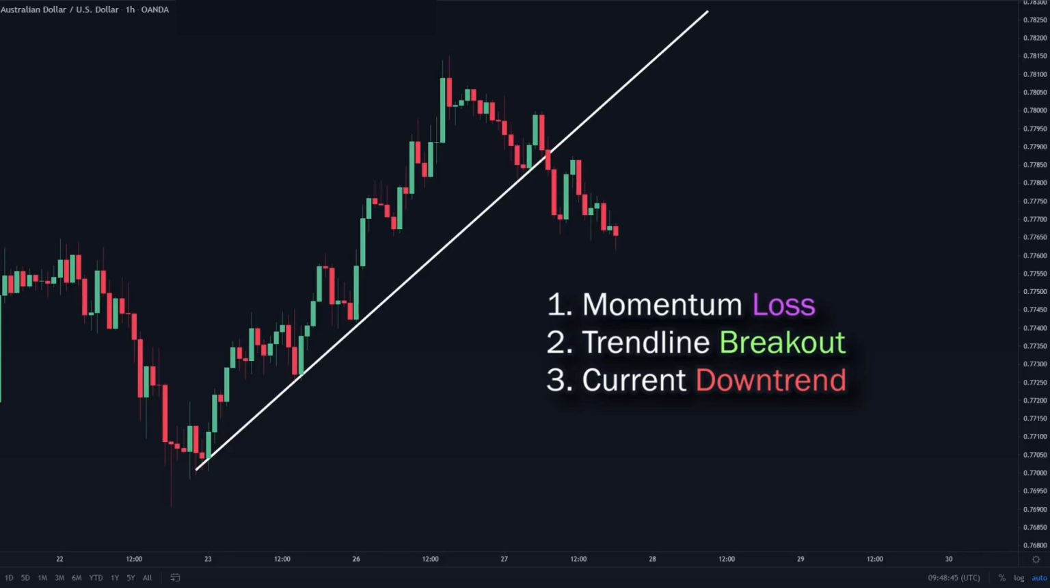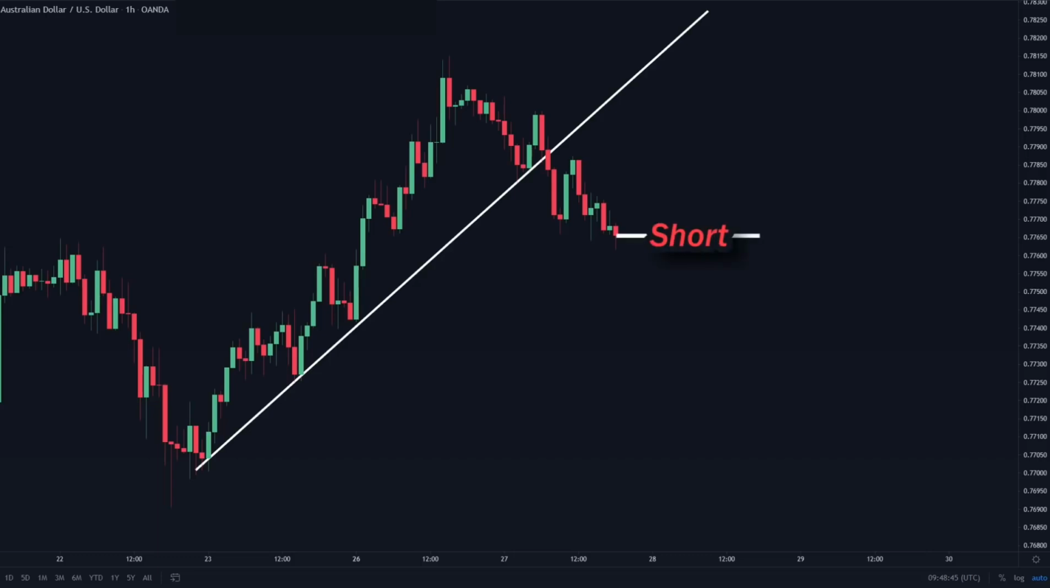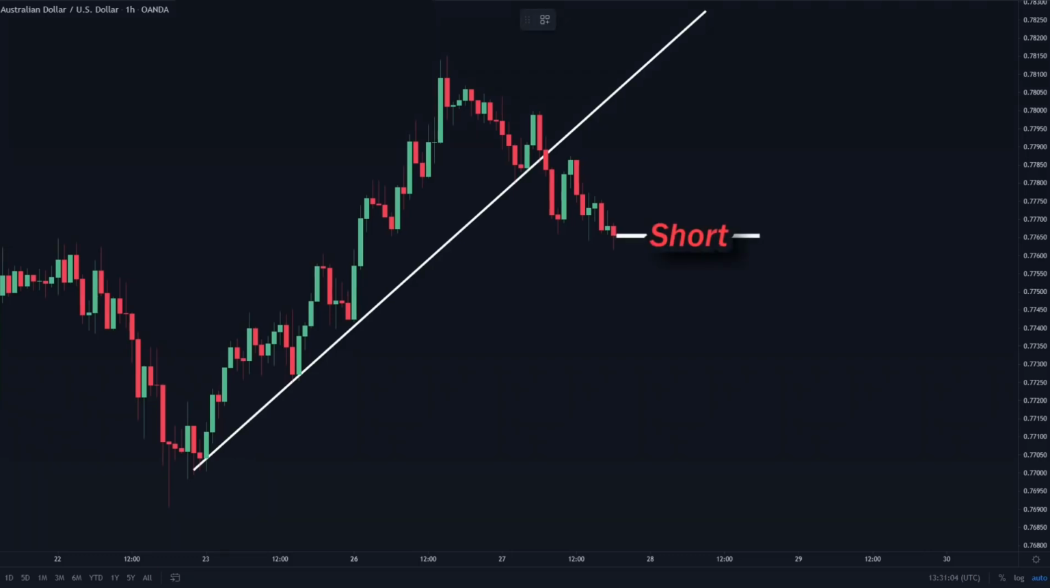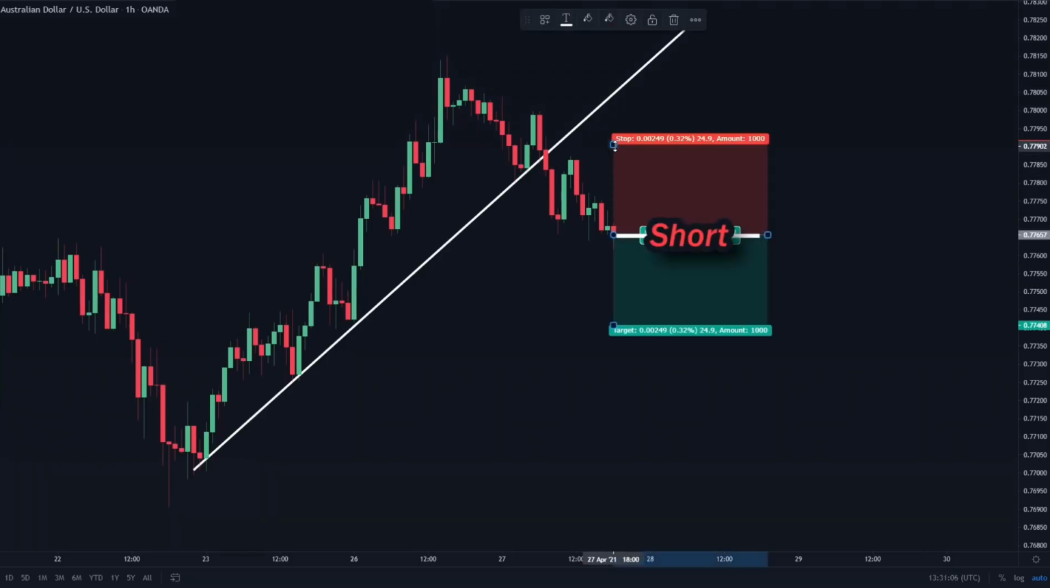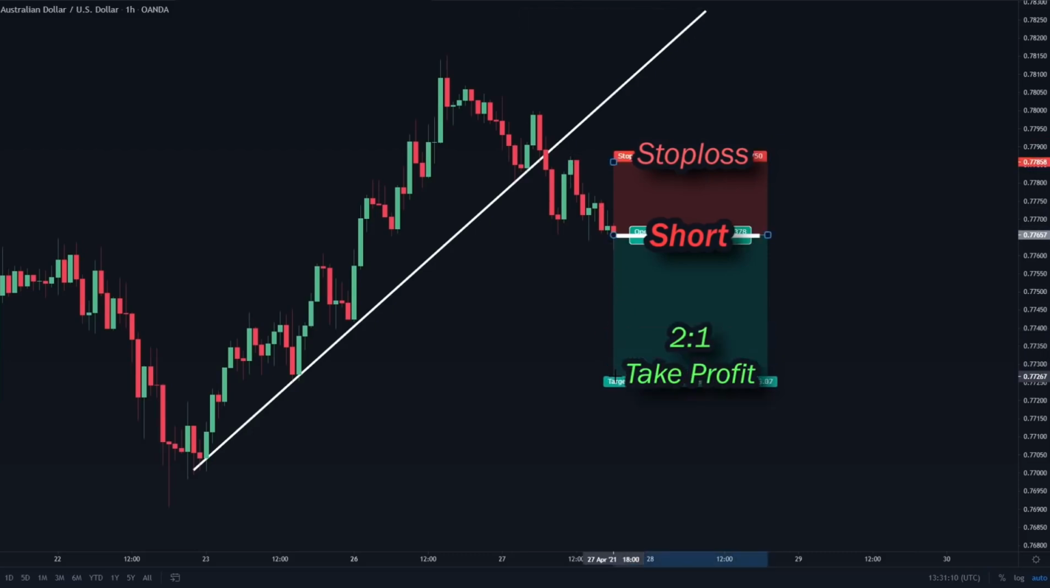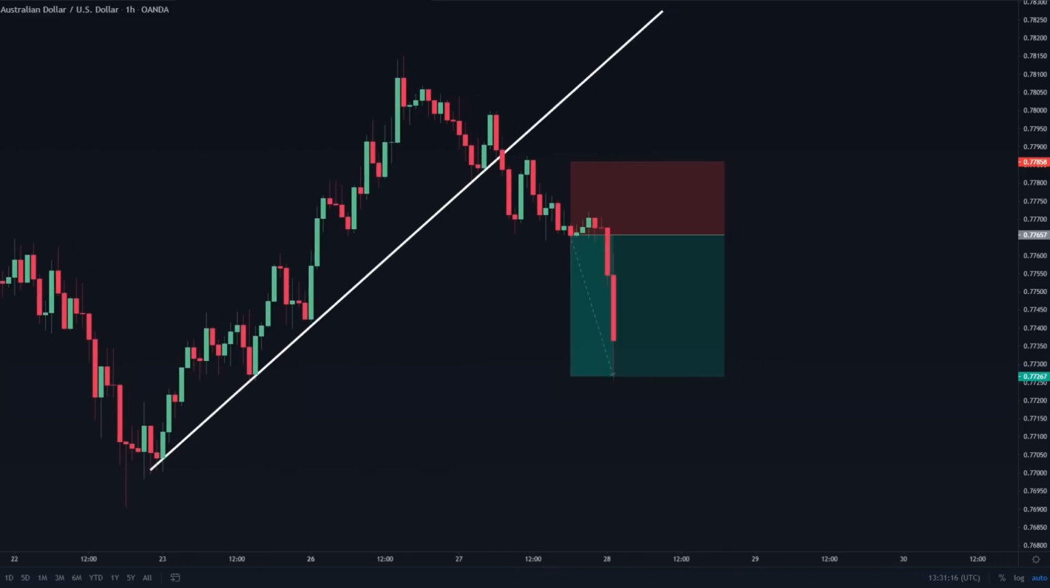So all these factors combined have confirmed to us that the trend has shifted to the downside. And so this is a good opportunity to enter a short position. For your exit strategy, you can place your stop loss at the nearest key level and set your profit target at a 2-to-1 risk ratio. And as you can see, this ends up being another profitable trade.